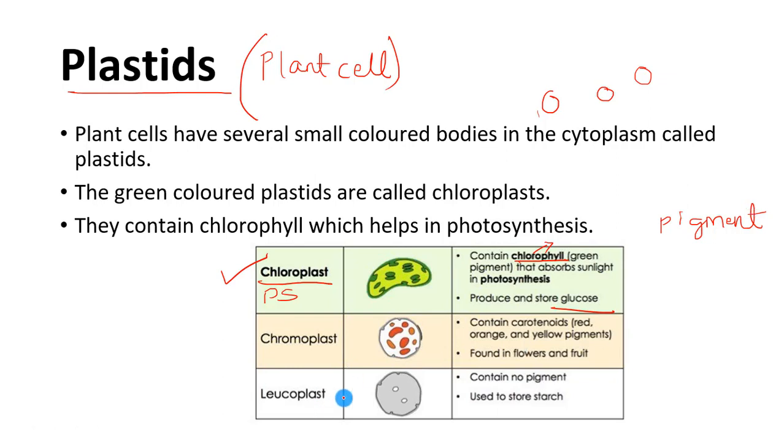Next, we go to chromoplast. You see yellow, red, orange colors. All these colors together, red, orange, yellow, are said to be carotenoids. And these carotenoids are present in a cell organelle, that is chromoplast. It is found in fruits and flowers. It gives a specific color to them.